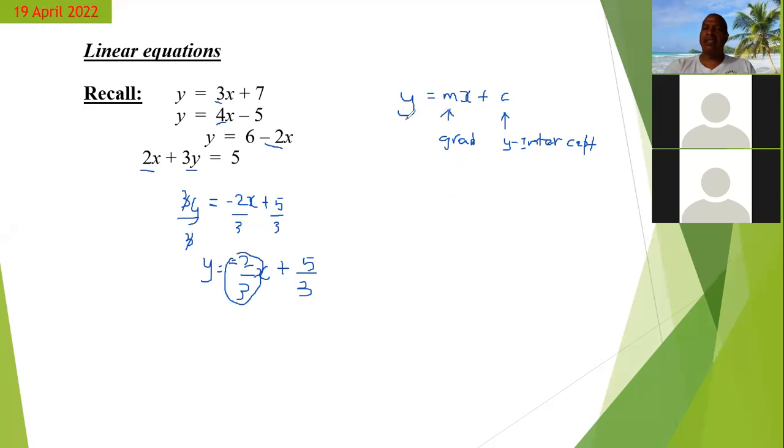Right. So once you see this general form, you must be able to look at these numbers and know what the gradient is and what the value of c should be, which would be a value by itself. So if you look at this equation, then c would be this number 7. c would be 6 for this one, and c would be 5 over 3 in this one. Is that clear, guys? Yes, sir.